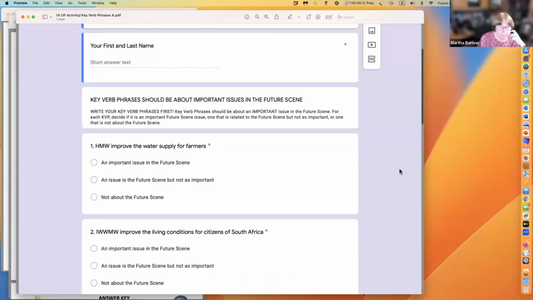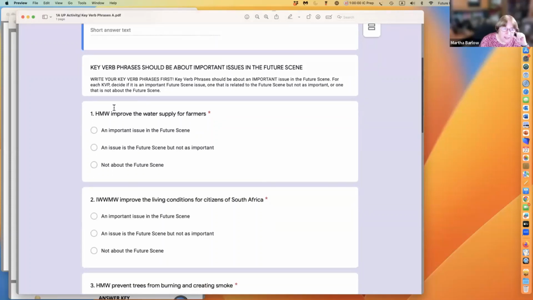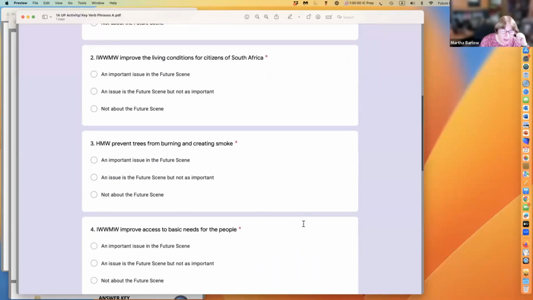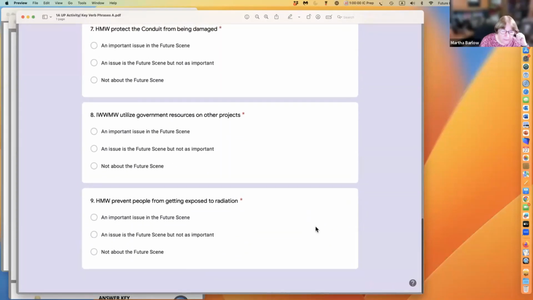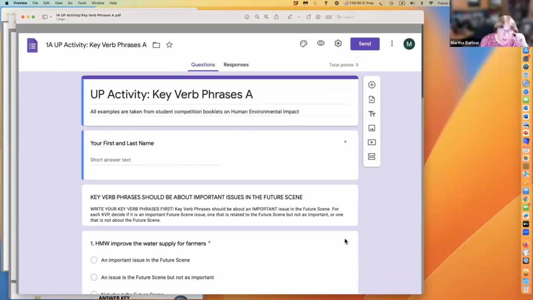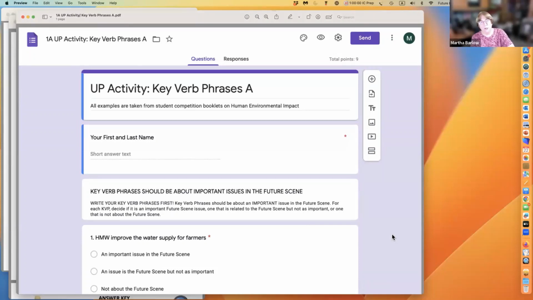So this gives them the concept. Key verb phrases should be about important issues in the future scene. So for each of these statements, is it important? Is it in the future scene, but not as important? Or is it not really about the future scene? Okay, and they would go through and answer each of those things. And then you would be able to see how your students did.